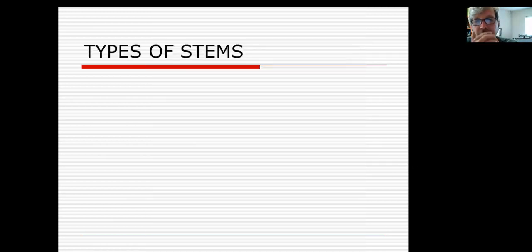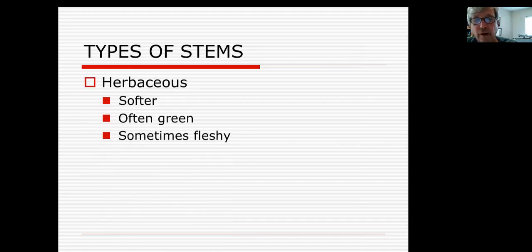So those types of stems. Another classification we talk about with stems, we talk about herbaceous stems versus what's the other one?